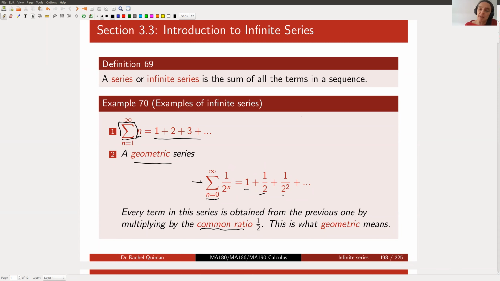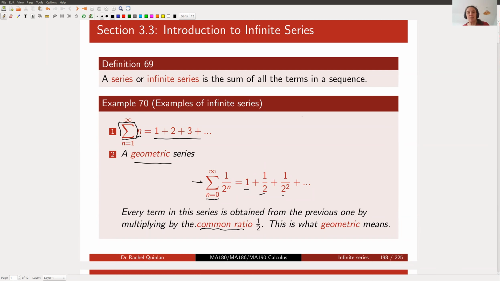In a geometric series, each term is obtained from the previous one by multiplying by a fixed number, which doesn't change throughout the length of the series. So basically, a geometric series is one in which there's a common ratio, some fixed number, and each term is obtained from the previous one by multiplying by this fixed common ratio. And geometric series, amongst the whole universe of infinite series, are amongst the friendlier ones and the easier ones to manage, as we will see in a few minutes.